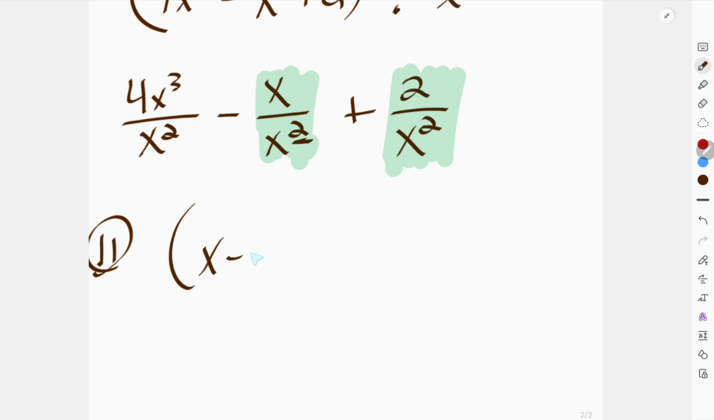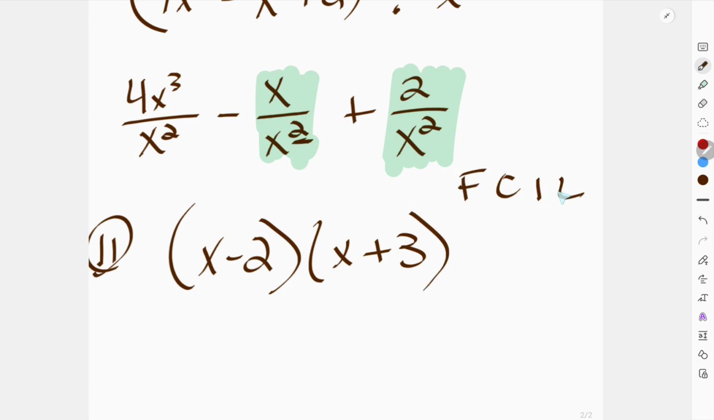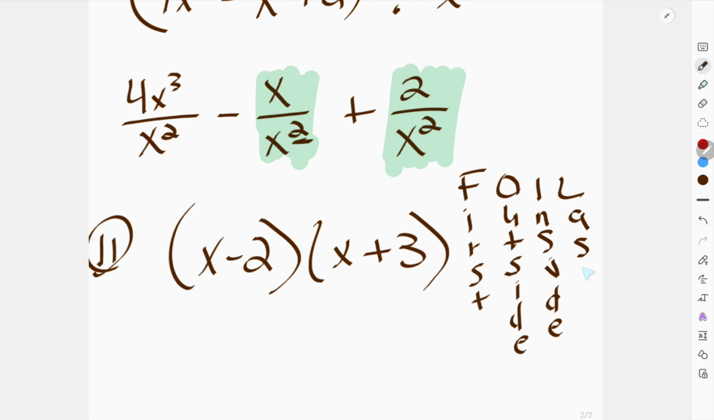So I have x minus 2x plus 3. So the FOIL method is first, outside, inside, and last. Okay, so first times the first, x squared.